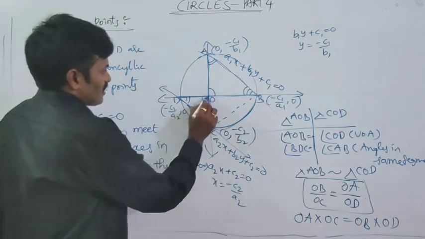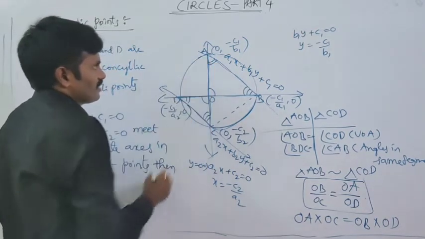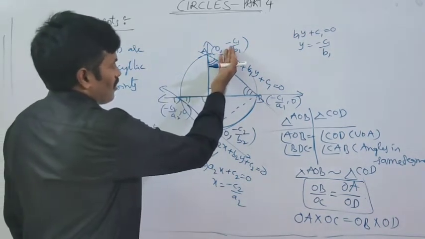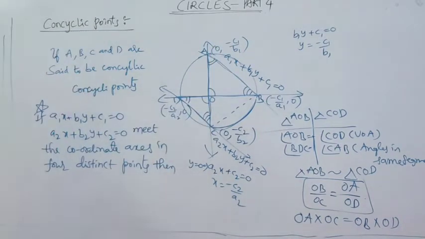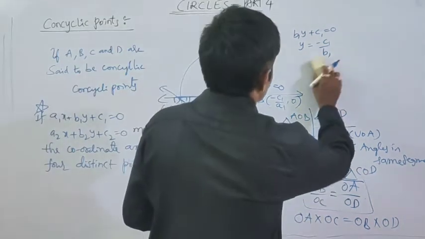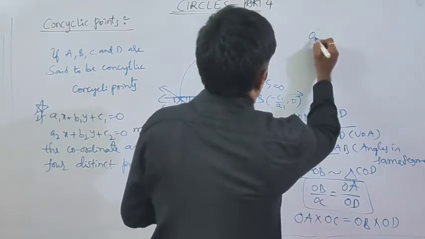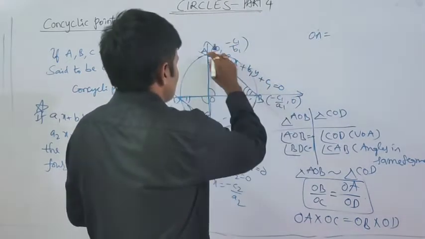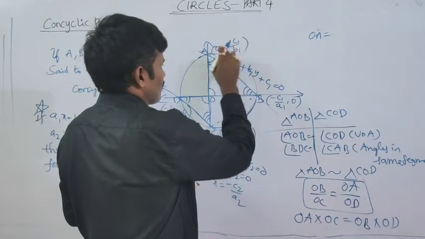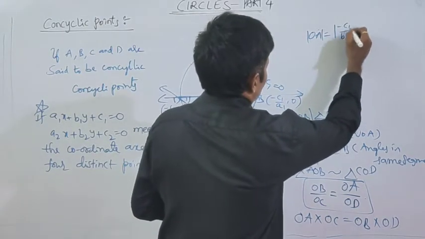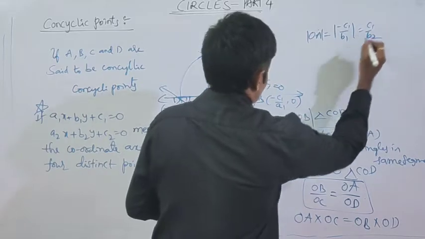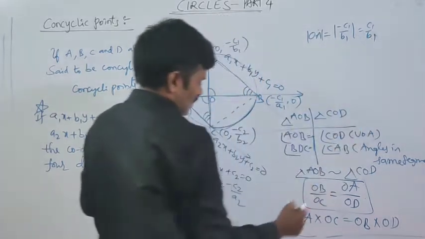Now can you guess what is the distance from origin to the point A? Mod c1 by b1. The modulus of this distance is always a positive magnitude, so we consider the OA value as c1 by b1. So OA, the distance from origin to A, is nothing but the y coordinate. That is, modulus of OA is equal to c1 by b1.